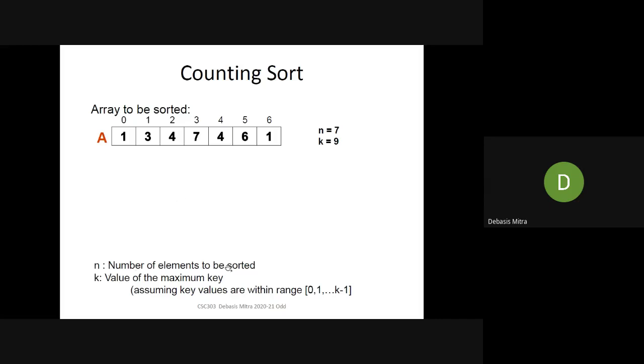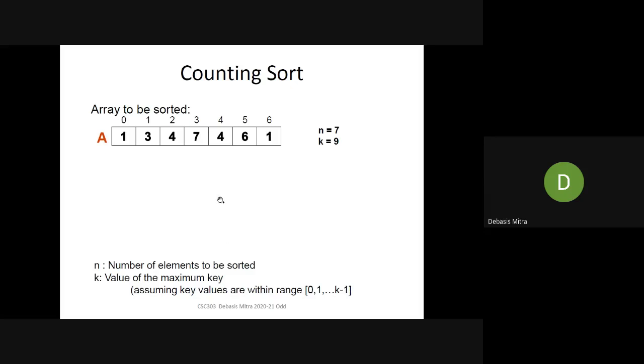So n is the number of elements to be sorted, k is the value of the maximum key, assuming key values are within the range 0 to k minus 1. Okay, k is the maximum value, which here I have assumed will not be present. k minus 1 is the maximum.